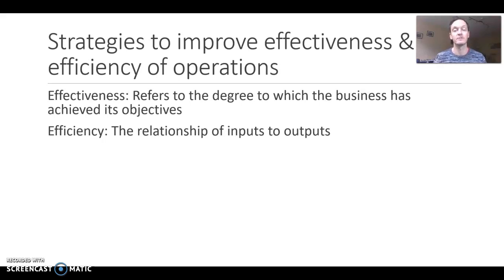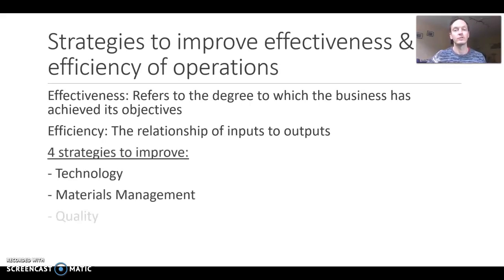It's closely linked to the concept of productivity, and when you're asked how these particular strategies improve efficiency, you have to either show how they reduce a specific input or how they increase the amount of outputs. Now, the 4 ways that operations managers can improve effectiveness or efficiency of operations are these 4 strategies: technology, materials management, quality, and waste minimization. We're not going to go through all 4 of those in detail in this particular video. That'll be for future learnings. So that is the difference between effectiveness and efficiency.